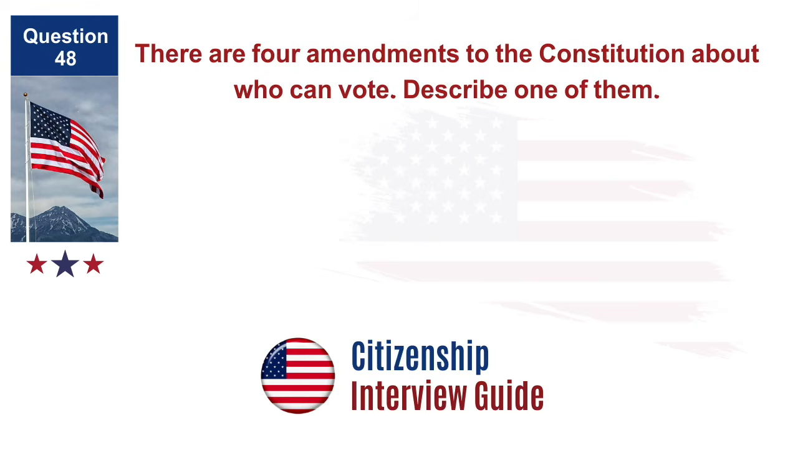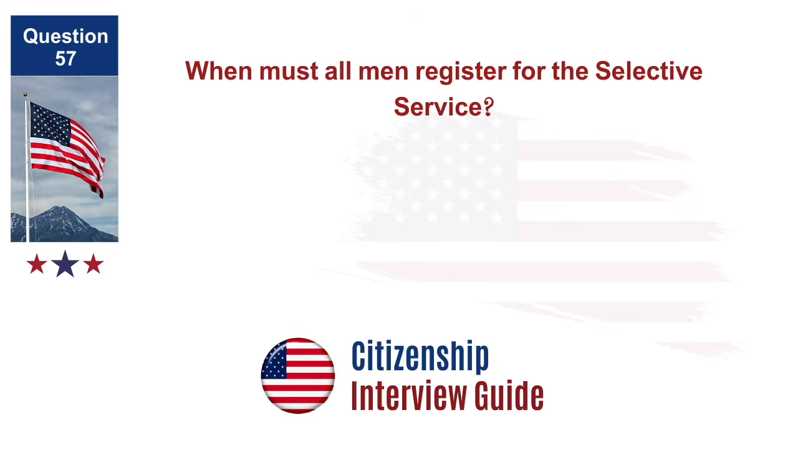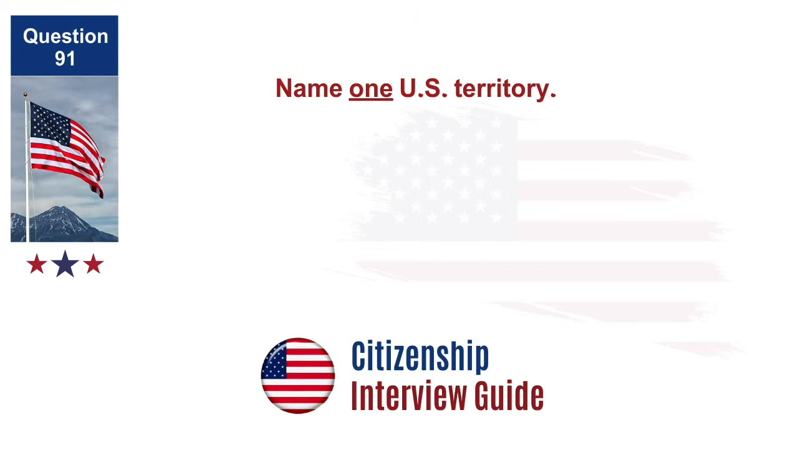There are 4 amendments to the Constitution about who can vote. Describe one of them. Citizens 18 and older can vote. When must all men register for the Selective Service? At age 18. Name one U.S. territory. Guam.